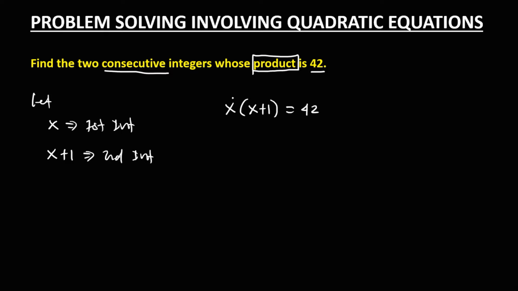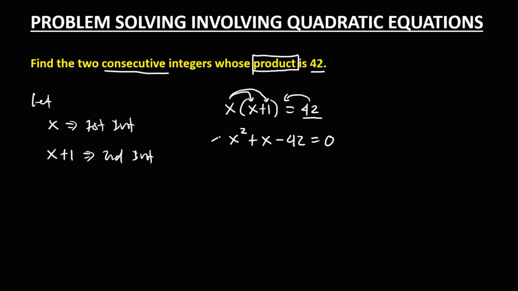Then simplify. x times x is x squared, and x times 1 is positive x. Then we need to transpose the positive 42, so it becomes negative 42, then equals 0.